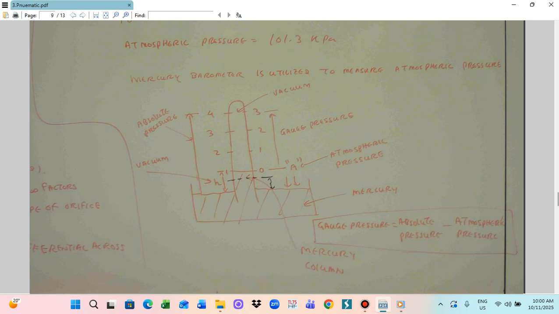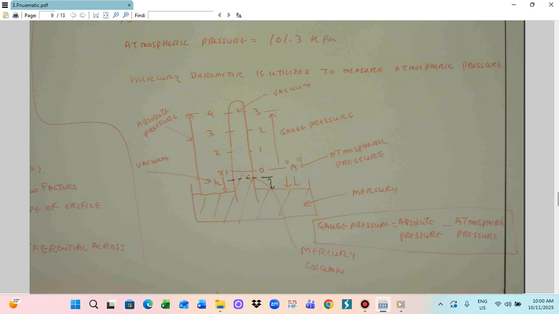So the equation: the gauge pressure is equal to the absolute pressure minus the atmospheric pressure.